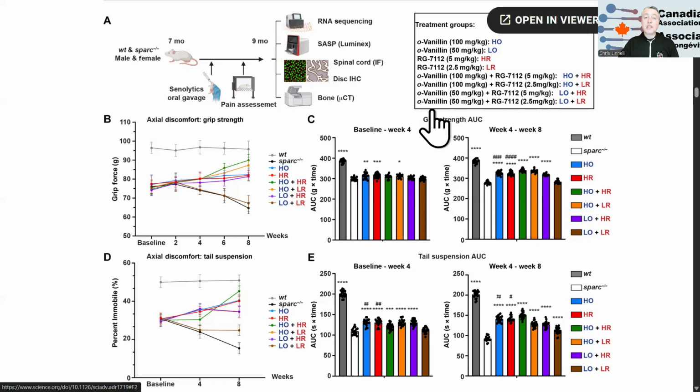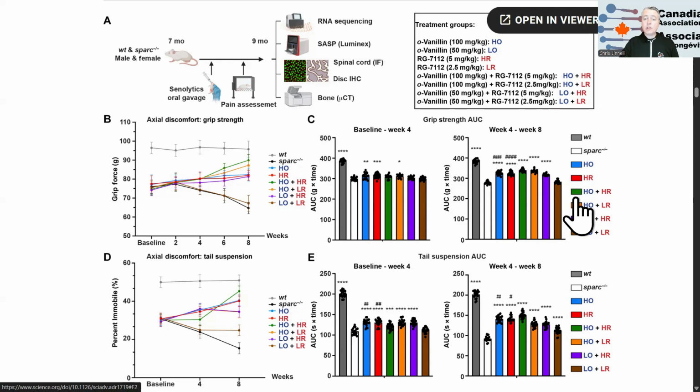In all the graphs, they use the same color scheme to differentiate them. Gray indicates the wild type or normal mice. White indicates the SPARC untreated mice. Blue is the high dose ovanillin. Red is the high dose RG on its own.